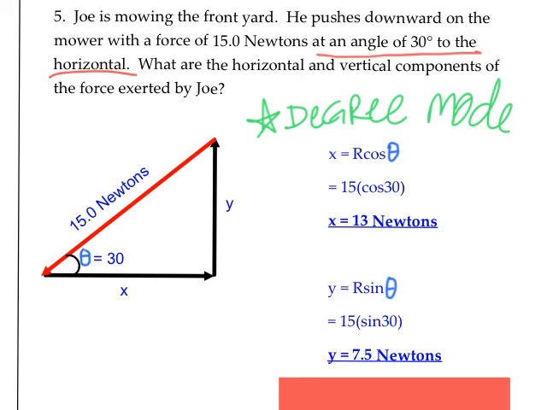So when it's asking you for the components, you don't have to include the direction on those. We know that x is horizontal and y is vertical. Okay. Those are the 5 different types of examples you're going to see. Any questions?